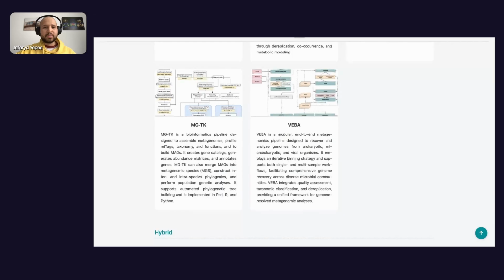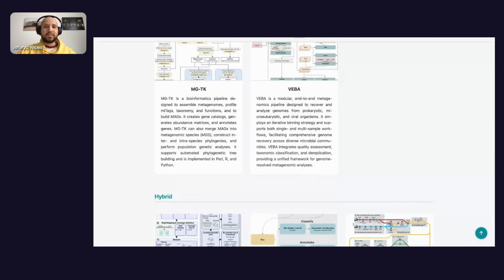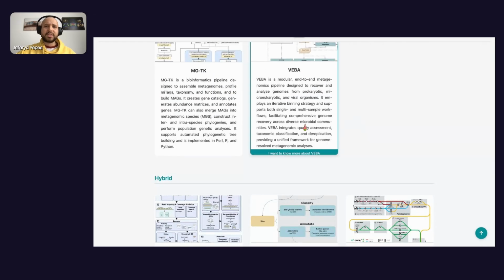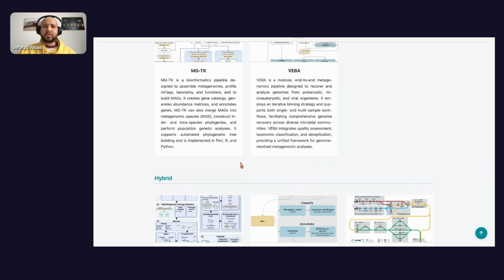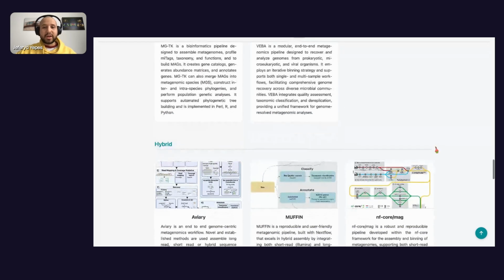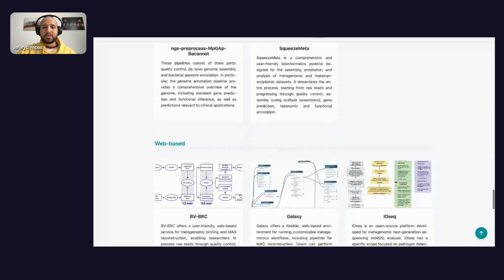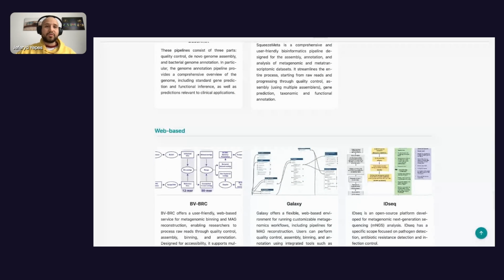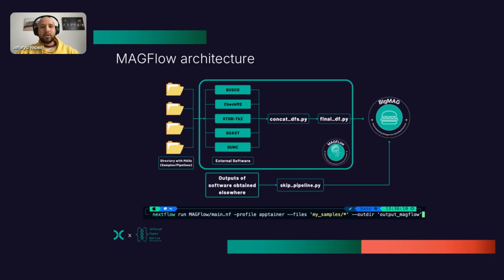This is a difficult task because, for example, one of the important steps in the bioinformatics workflow is to measure the quality of the MAGs or the bins that you are obtaining. And if all of these pipelines that I'm showing you here have different software or tools to measure this quality, how will you compare them if you are getting different metrics? This is when MAGFlow and BIgMAG come into action.